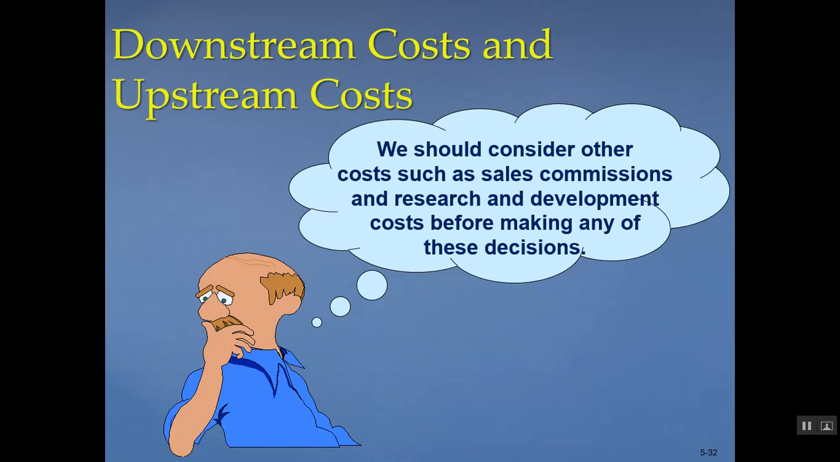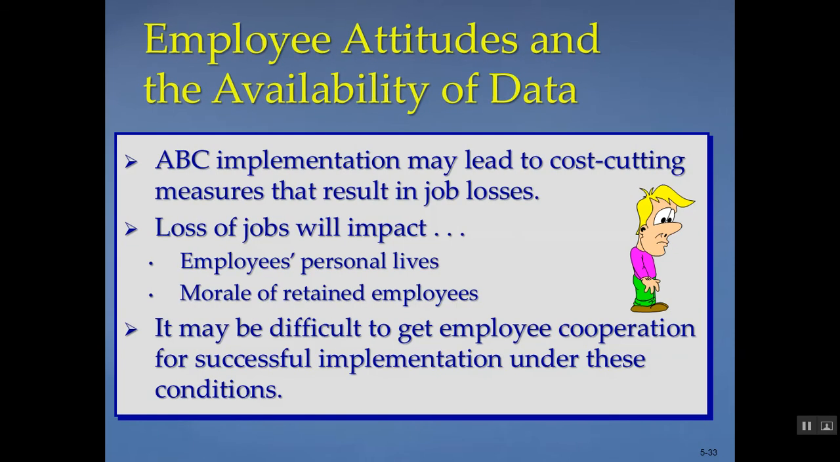So are there other costs involved, such as sales commissions and research and development costs, before making any of these decisions? These are referred to as downstream costs and upstream costs. Downstream costs are incurred after goods are manufactured. An example of this is commissions and advertising. Upstream costs are those that occur before the goods are manufactured, such as research and development. So if we have any of these costs, they're going to be relevant in the decision-making process.